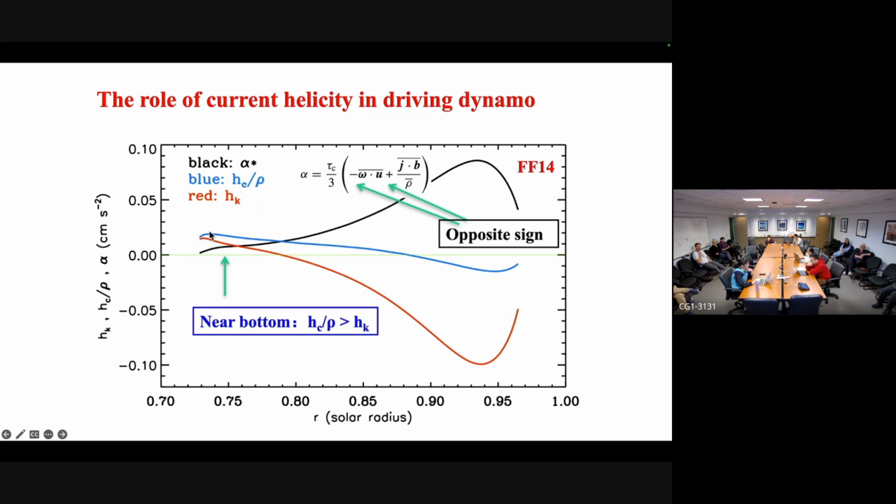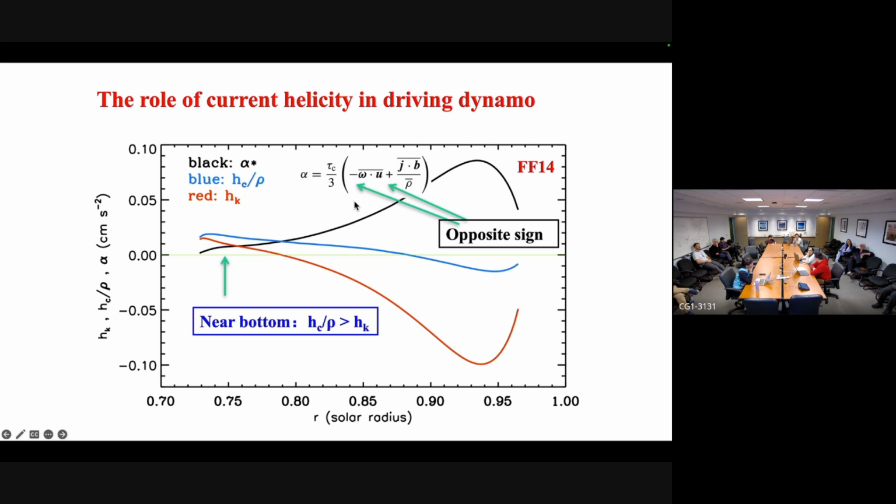You see they have the same sign, but because this has a minus sign here, the real alpha is the difference between these two. Here you see that the blue line is actually above the red line, right? So that means the current helicity term is actually dominant over this term. The real alpha, the difference between these two, is this black line. So you can see that the resultant alpha has the same sign as the current helicity, right?